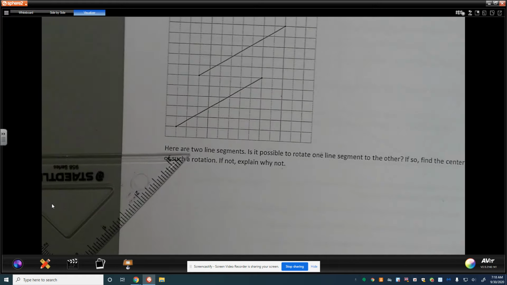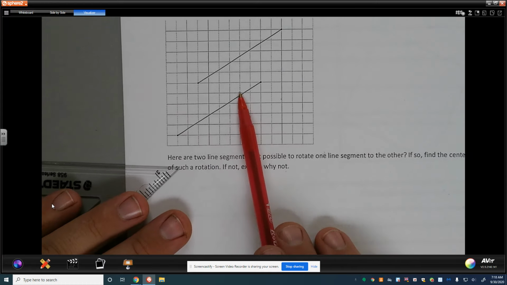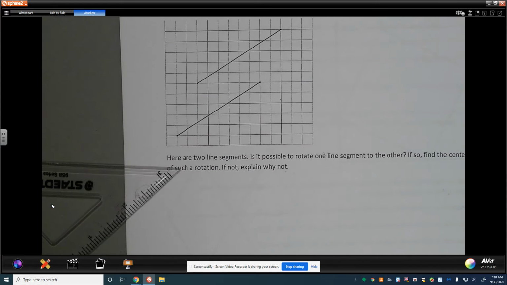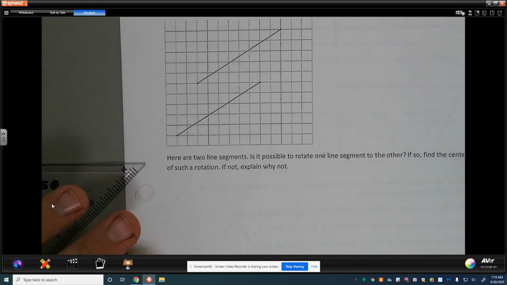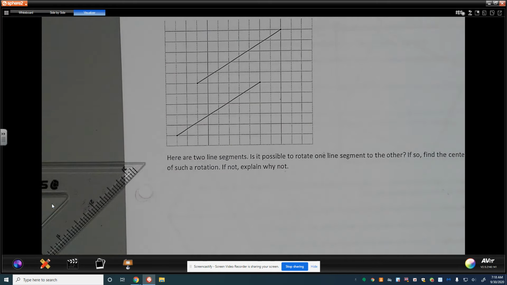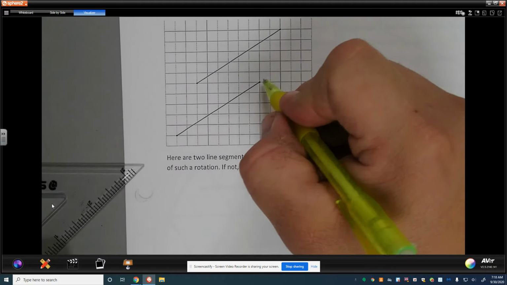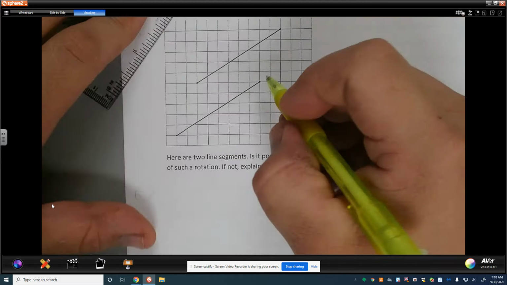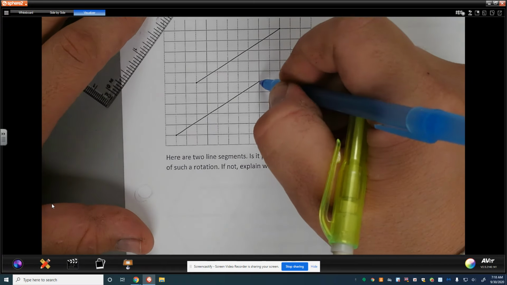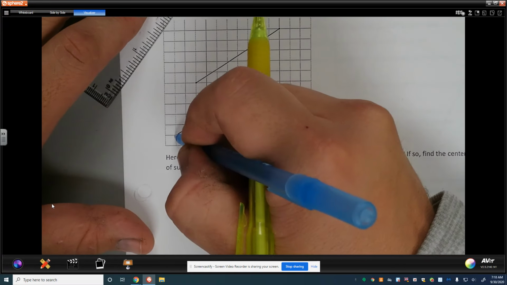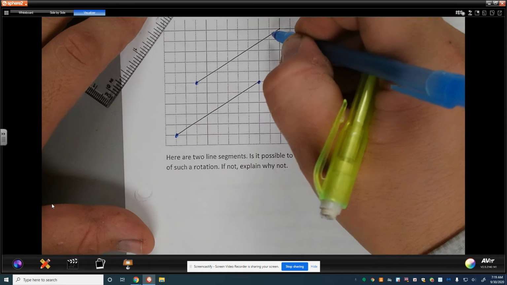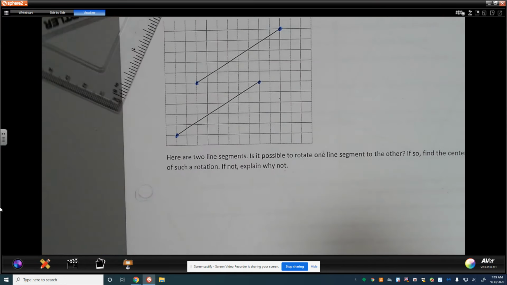So here we go. Here are two line segments. Is it possible to rotate one line segment to the other? If so, find the center of such a rotation. Well, that came back a lot sooner than you probably thought it would. So as we're looking at this, is it possible? It sure is. And to do that, what we want to do is, like I said, take these points. It's really hard to see, but there's a point right here, and there's a point right here, and there's a point right here, and a point right here. Hopefully that's a little easier.